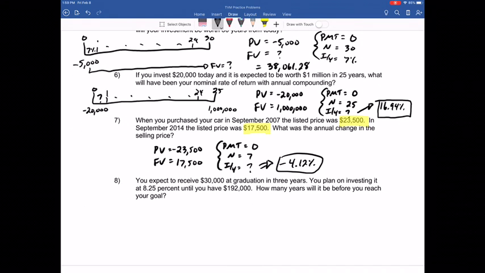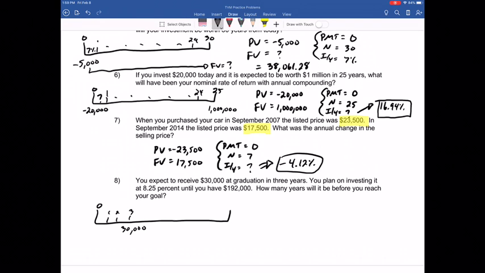Now, in number 8, I know that I'm expected to receive $30,000 at graduation in 3 years. So this is 3 years in the future, and I plan on investing it at 8.25% until I have $192,000. How long will it take? So in this case, I'm solving for the N. For this particular timeline, the cash flow actually occurs in year 3.